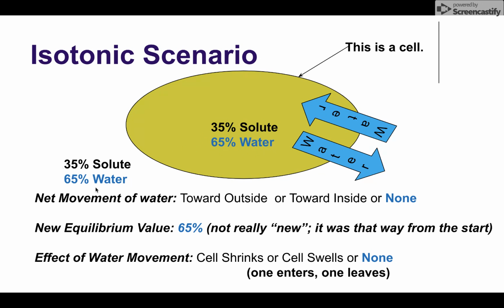Here is, in terms of numbers again, inside the cell we have 35 solute and 65 water, 35 solute outside and 65 water. So what kind of environment is this? What do you think is going to happen? Obviously, it's an isotonic environment, and the reason why it's isotonic is because it has 65% water inside and 65% water outside. So therefore, there's going to be a net balance of water moving in and out.